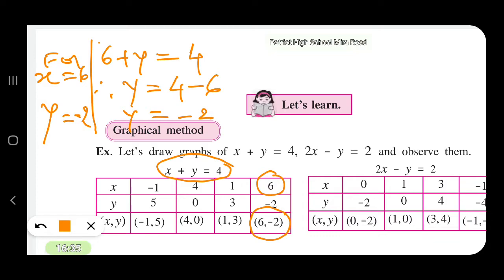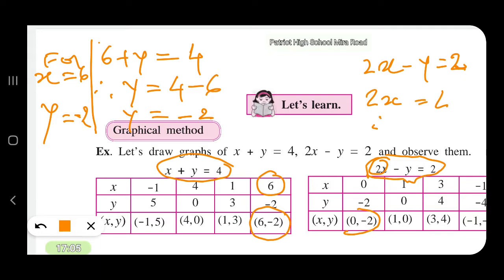Similarly, you can solve for this equation, 2x minus y. You find the values. If you put x is equal to 0, then y will be equal to minus 2. So you get the first ordered pair. Then you put y is equal to 0. 2x minus y is equal to 2. So substituting y is equal to 0, you have 2x is equal to 2 or x is equal to 1. So for y is equal to 0, you have x is equal to 1. So you have the second ordered pair.